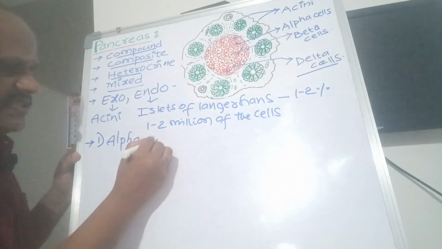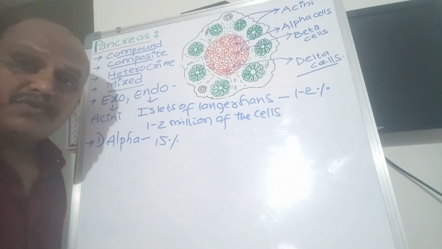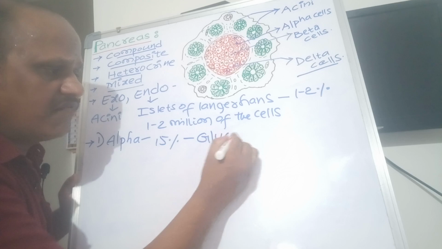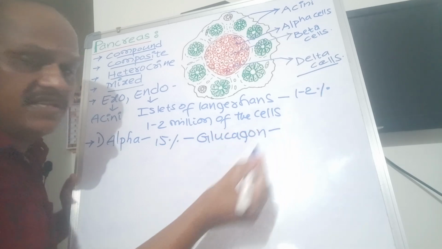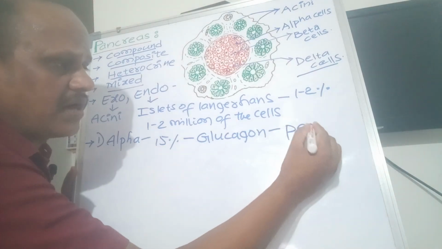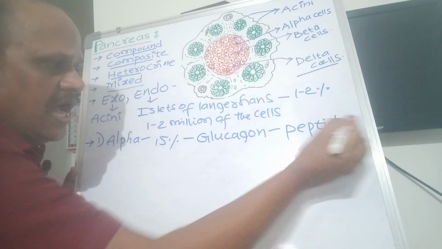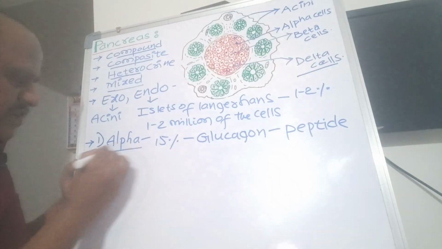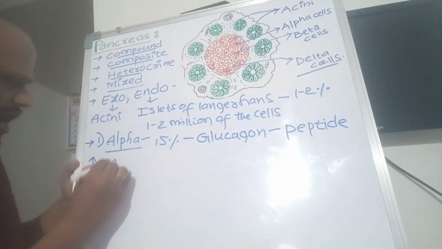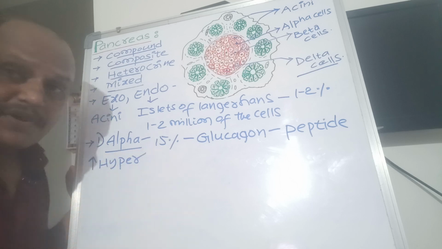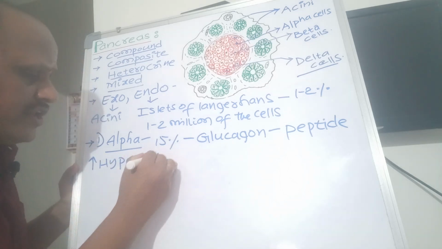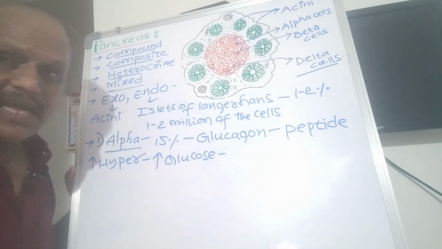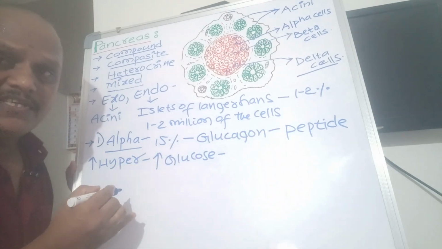Alpha cells make up about 15% of the endocrine portion of the pancreas, and they produce glucagon. Glucagon is a peptide hormone, and it is known as a hyperglycemic hormone because it increases the glucose levels in the blood.